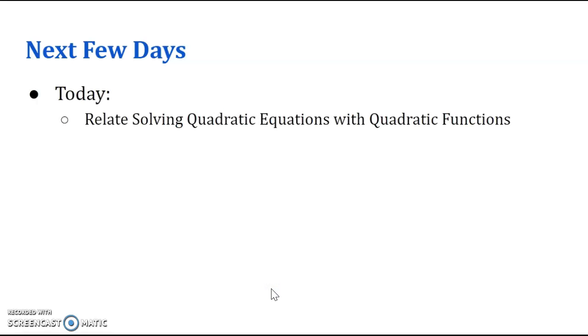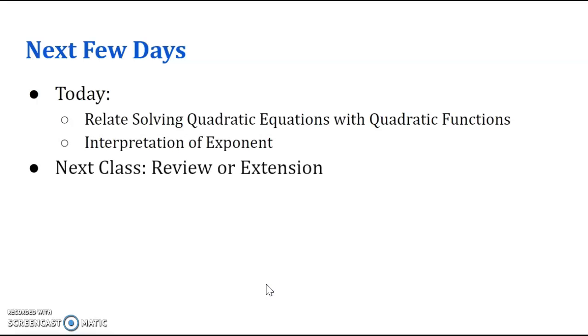What are we doing today? We are going to relate solving quadratic equations with quadratic functions and interpretation of exponents. Next class, we're going to be doing some review or extension, depending on whether you need more review or whether you can be challenged to do more extension. On Monday, there will be the Unit 8 test that is culminating on the solving of quadratic equations, including complex numbers.